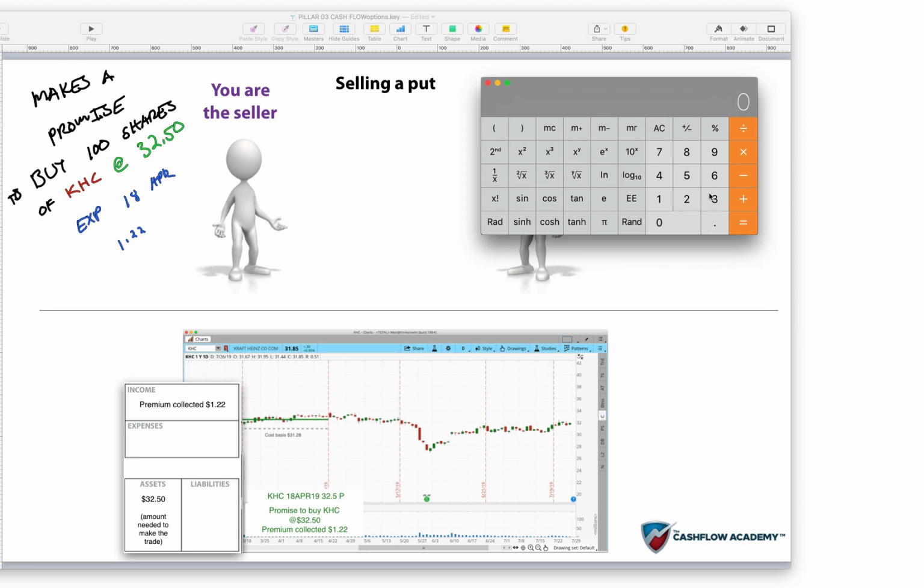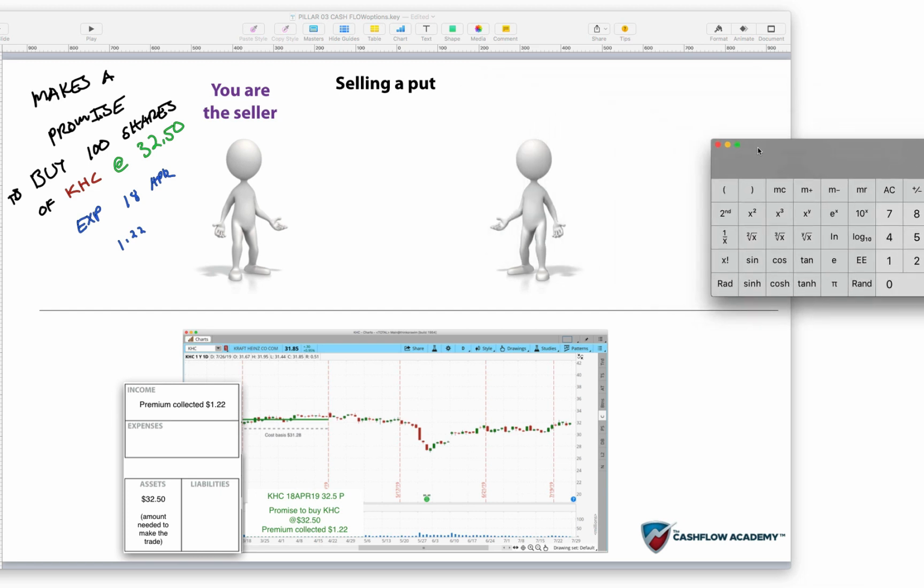Let's do that again. Make sure we got that right. $1.22 divided by $32.50. And remember, 10% would be about $3.25. So yeah, it makes sense that this is almost 4%. If I times that by 12 months, because this is just in the month of April, that's an incredible return on investment. Absolutely incredible return. Well, we don't get big return without some risk to this. So we're going to talk about the risk.